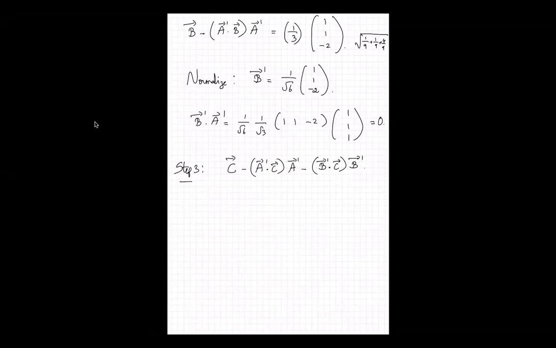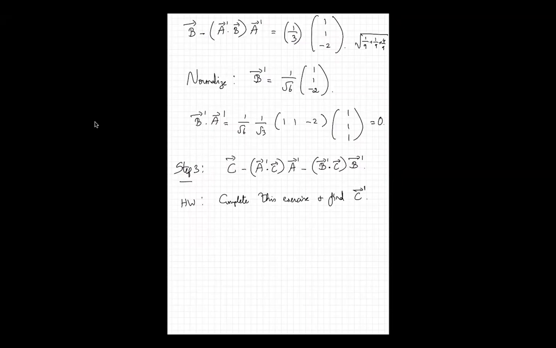So this ensures if I subtract off all components of c along a prime, it makes sure that this vector is orthogonal to a prime. If I subtract off all components of c along b prime, it makes sure that this vector is orthogonal to b prime also. Now I will get some vector, and then you normalize that vector, and you will get a third vector. Okay. Now your homework is to complete this exercise. I'll also put it as a tutorial problem, and find c prime.